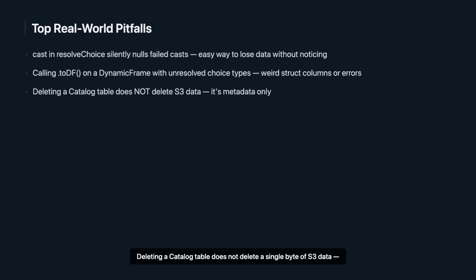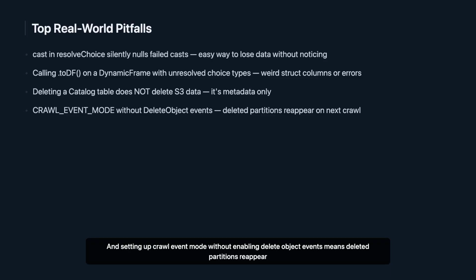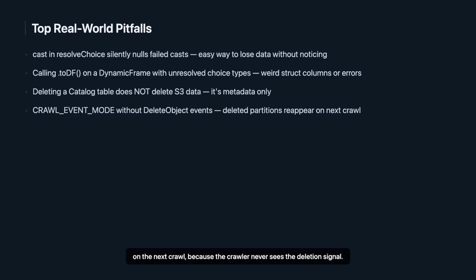Deleting a catalog table does not delete a single byte of S3 data. The catalog is metadata only, every single time. And setting up crawl event mode without enabling delete object events means deleted partitions reappear on the next crawl because the crawler never sees the deletion signal. 5 pitfalls, all of them exam relevant, all of them avoidable once you know they exist.